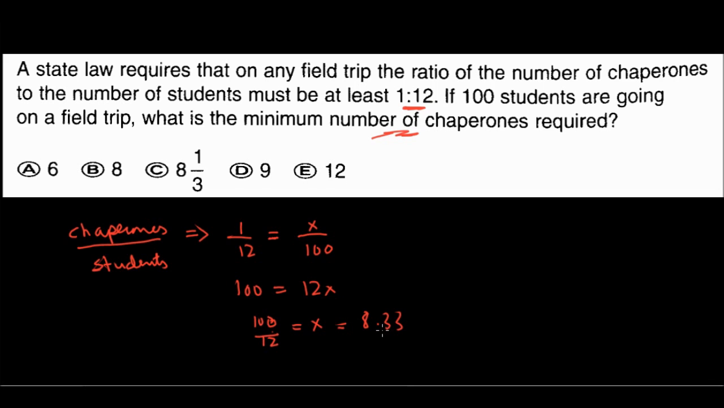Okay, now the number of chaperones cannot be decimals. Chaperones are people. There cannot be 0.33 people, so you have to round it up to 9, which is D. Okay, and so you could ask, why not round it down to 8? Well, that would mean there are fewer chaperones than the ratio given in the problem. So 9 is the minimum number that would satisfy the constraint that the ratio has to be at least 1 to 12. If I put 8 for the answer choice, it means the ratio would be less than 1 to 12, and that would be the wrong answer.